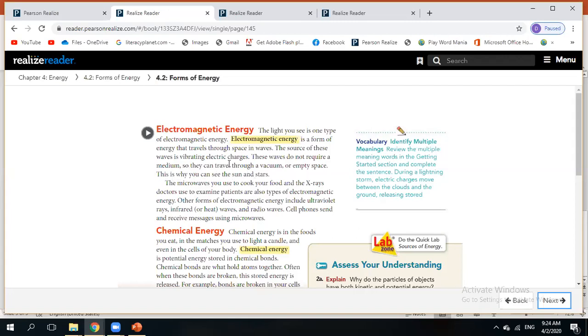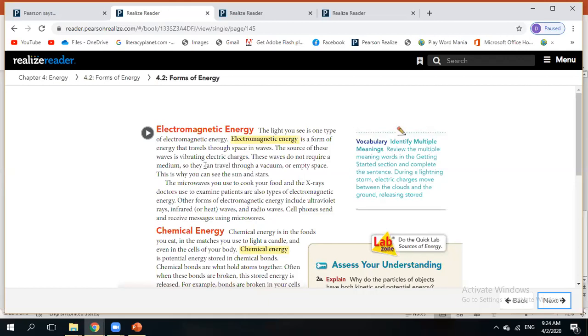This is why we can see the sun and stars, even though they are in space. We can see them because the light can travel through this space as electromagnetic waves. Also the microwaves you use to cook your food, and X-rays doctors use to examine patients, are types of electromagnetic energy. Other forms include ultraviolet rays, infrared or heat waves, and radio waves. The cell phones and mobiles that we use all use microwaves. So all of these are called electromagnetic waves, creating electromagnetic energy.